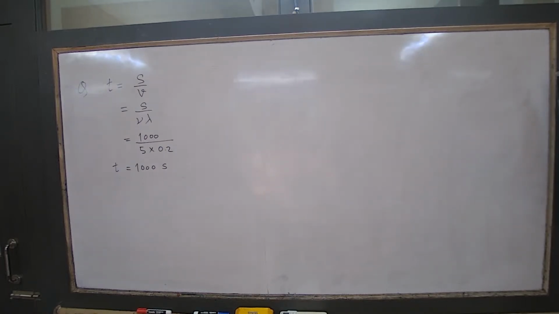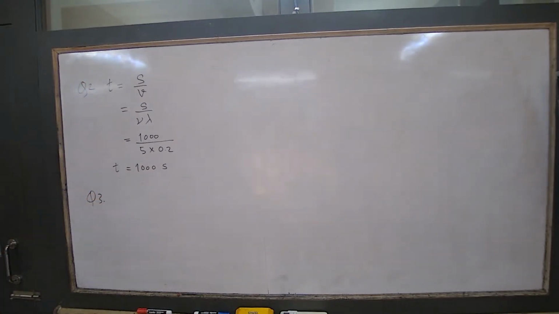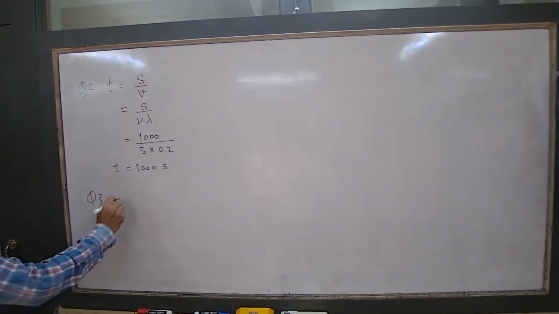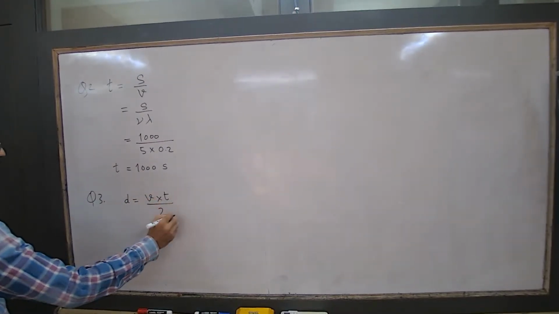So V equal to 1 meter per second, the answer is 1000 seconds. That's something different, the answer got mixed up. Now, question 3. Echo is returned in 1.5 seconds, so this is the time of echo. What is the distance of the reflecting surface from the source? The speed of sound is 342. I told you in echo questions, V is equal to V into T by 2, use that.